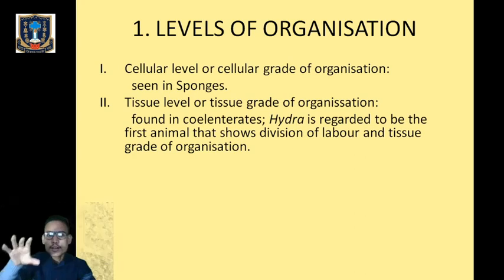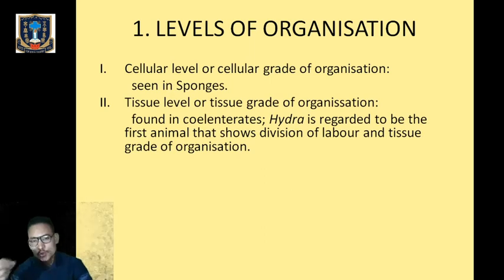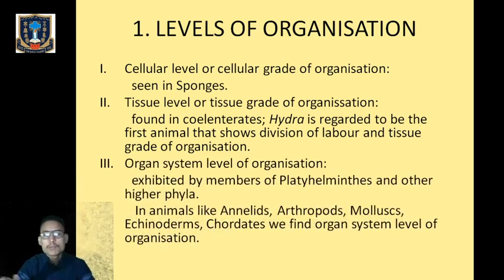So Hydra can be regarded as the first animal where we can see this division of labor and also the tissue level of organization. Here the cells are specialized and morphologically diversified to perform different functions, and they are arranged in 2 embryonic layers. We will talk about those 2 layers afterwards. What are the embryonic layers? Then the next is the organ system level of organization, which is mainly shown by members of the phylum Platyhelminthes and the higher phyla. In these animals, the tissues are grouped to form organs.